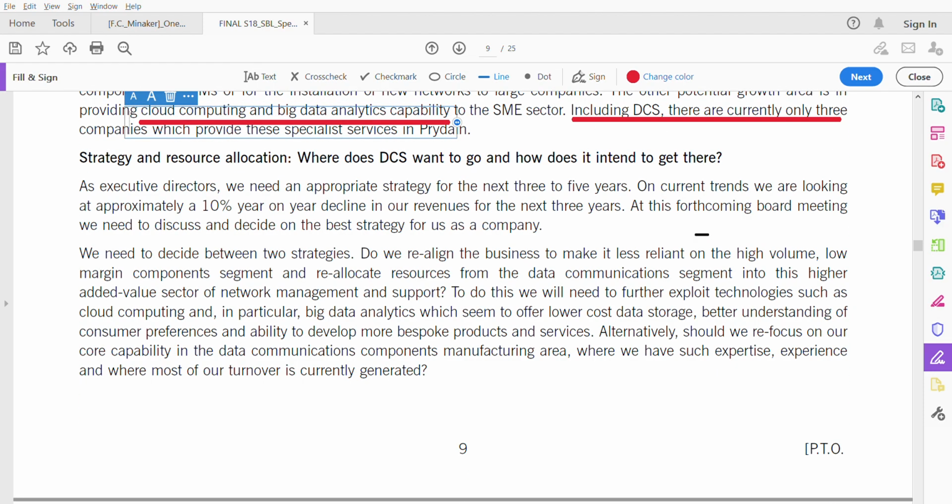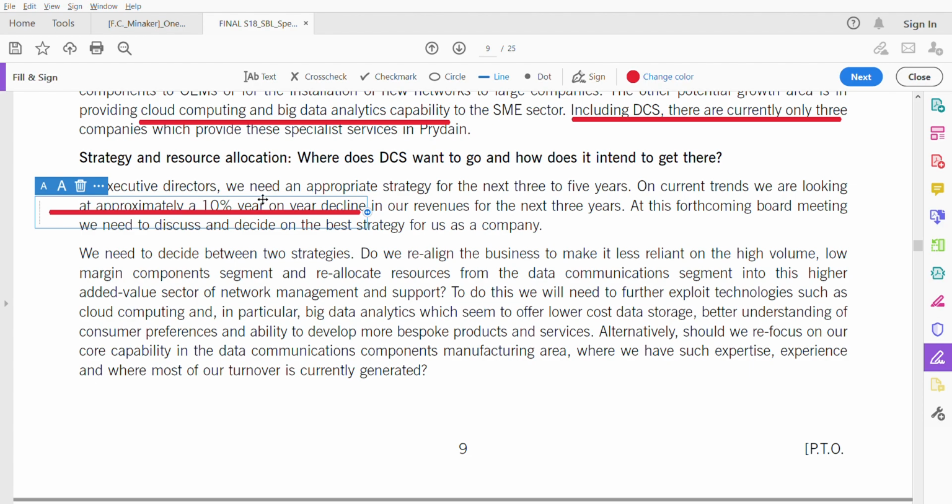Now let's go to the strategy and resource allocation. Where does DCS want to go and how does it intend to get there? As executive directors, we need an appropriate strategy for the next 3 to 5 years. On current trends, we are looking at approximately a 10% year-on-year decline in our revenues for the next 3 years.